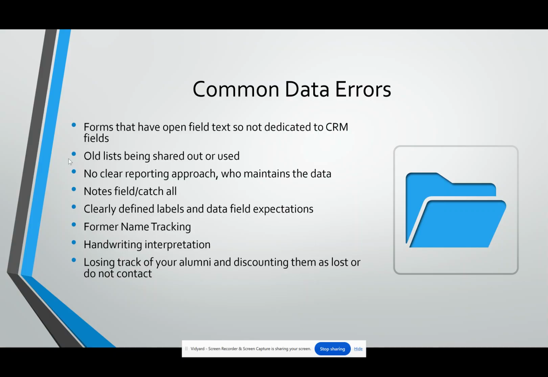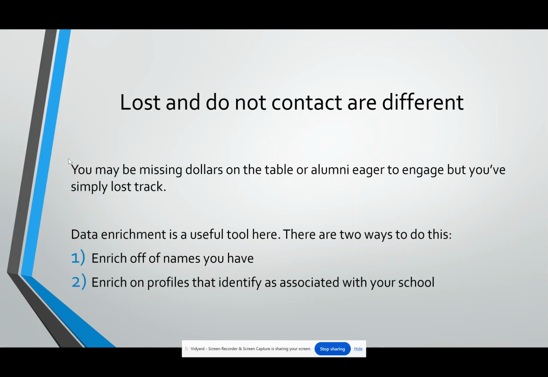Losing track of your alumni and discounting them as lost or do not contact. This is a real key one. It's actually going to take a full other page that I want to really focus on. You could be potentially missing dollars in donations simply because you've lost track of alumni, not because they don't want to be in communication with you. What you have to think about with your donor pool is not actually your entire alumni base. It's only your contactable alumni base. And contactable does not mean that everyone else has opted to not be contacted. It means that this is the group of people that you actually have up-to-date information on.